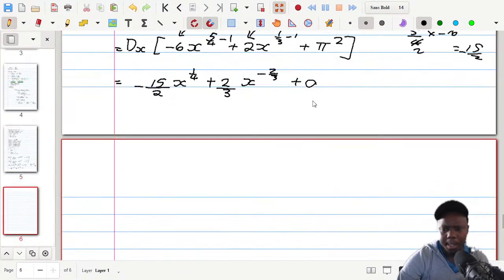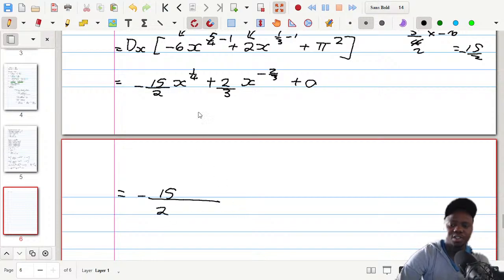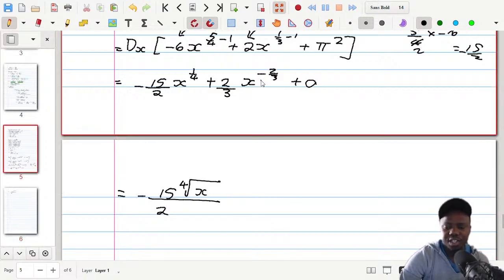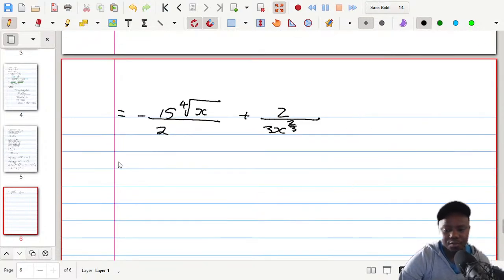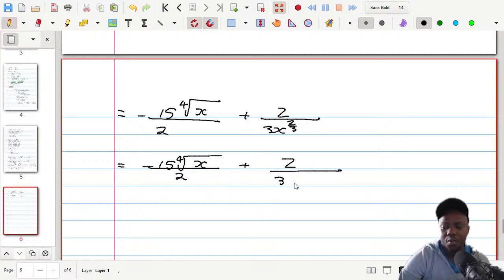So now that I have my derivative, what I can do is I can put it back in surd form and then write my answers with positive exponents. X to the power 1 over 4, that's the 4th root of x. I'm going to take negative 2 over 3 to the bottom so that it becomes a positive exponent. So this is 3x to the power 2 over 3. And if I want to write this in surd form, this is negative 15, 4th root of x, divided by 2 plus 2 over 3 cube root of x squared.